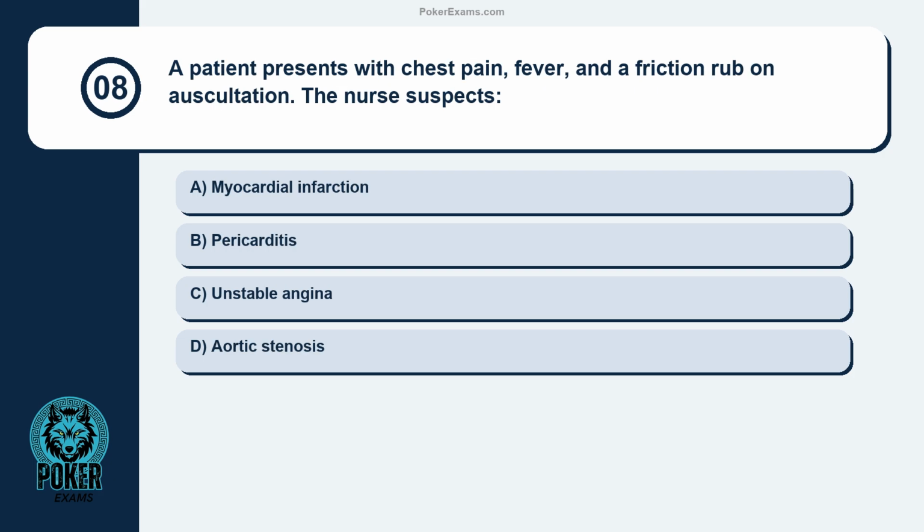Question 8. A patient presents with chest pain, fever, and a friction rub on auscultation. The nurse suspects myocardial infarction, pericarditis, unstable angina, aortic stenosis.